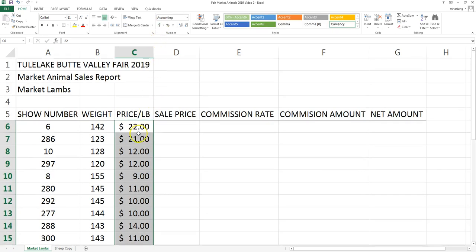Now, before we accept that completely, notice that the price per pound is always a whole number here. There's never any cents. It's always 22, 12, 9. There's no $9.75. So we really don't need to have any decimal places here, and it just makes the worksheet look a little busy. So what we can do is simply decrease right here in the number group, decrease the decimals. So the right side is decrease, the left side is increase. And we want to decrease. So then we end up with something that looks like that.